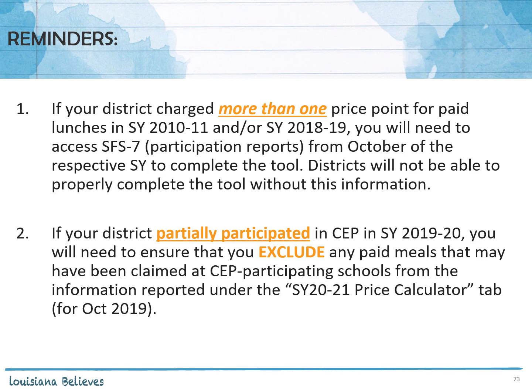If your district partially participated in CEP in school year 2019-2020, you will need to ensure that you exclude any paid meals that may have been claimed at CEP participating schools from the information reported under the school year 2021 price calculator tab for October of 2019.